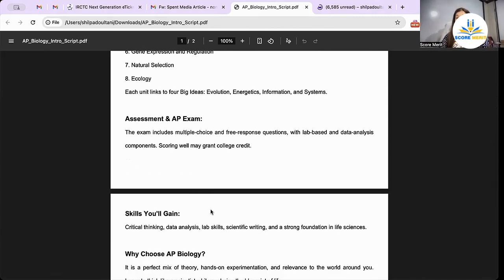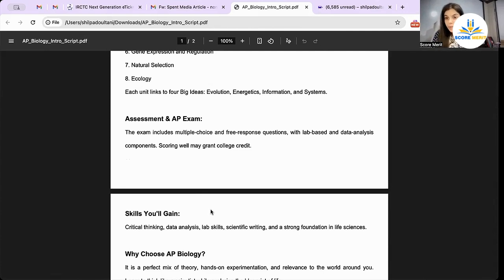Now, how does the assessment occur for AP exams? This exam includes multiple choice and free response questions, and it also has a lab-based and data analysis component. So how do you work in the lab? And since it's very much about energetics, how you curate the data and how you analyze the data is very important. Scoring well may grant college credit.